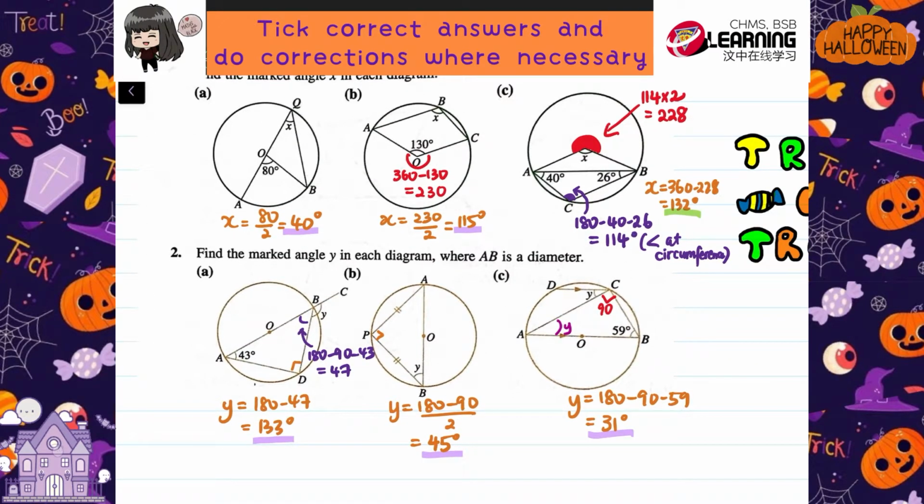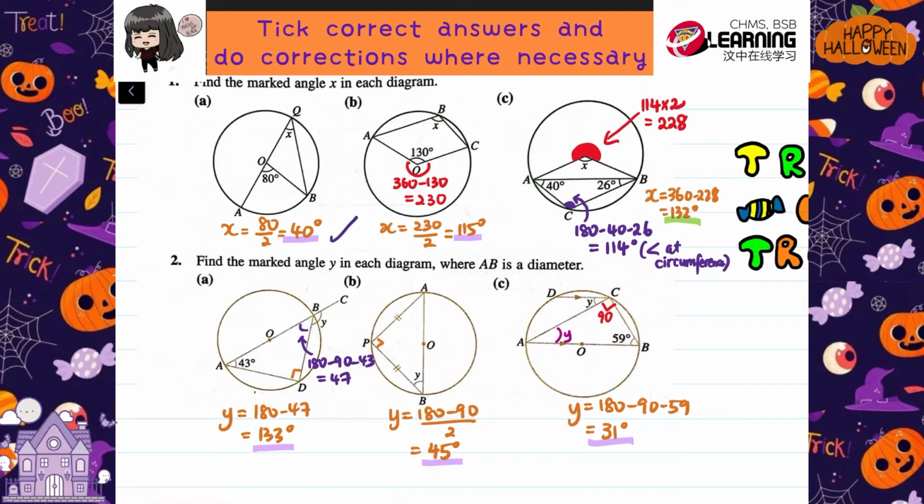Let's discuss this. I think 1A, not much to discuss because it's just divided by 2. And then this one is 115. I already showed you a hint last lesson. Remember to find this one, this x is not 130 divided by 2. This 130 is not the angle at the center for the x. Angle at the center is supposed to be this red one, 230. 230 divided by 2 will be the answer for the x.